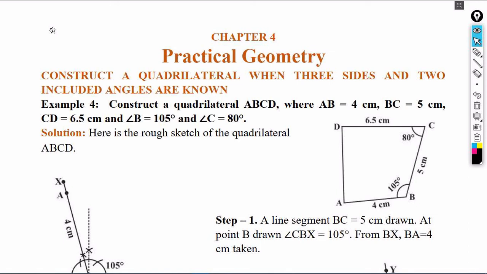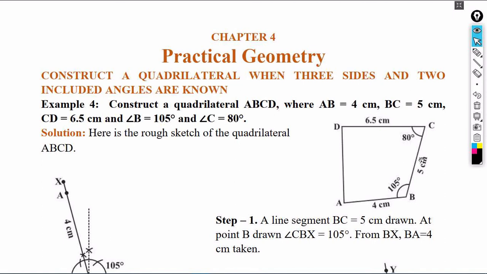We are discussing practical geometry. Now today's topic is construct a quadrilateral when three sides and two included angles are given. Here are three sides, 1, 2, 3 sides and included angles. In between these two sides here is an angle, and in between these two sides here is another angle.